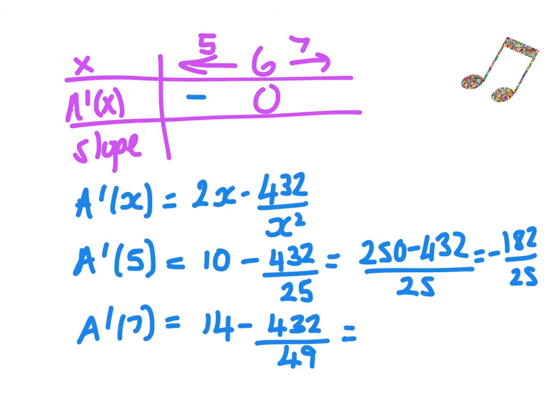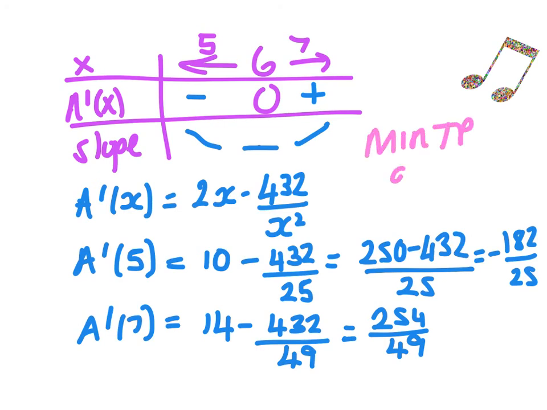Now this example is from a calculator paper. These tend to come in calculator papers, but they can come in both. So I'm just going to tell you the answer for this one is 254 over 49. You could use your calculator and you could get a decimal number if you prefer. That's positive. So my slope goes negative, stationary, and increasing. So in fact this is a minimum turning point when x is equal to 6.